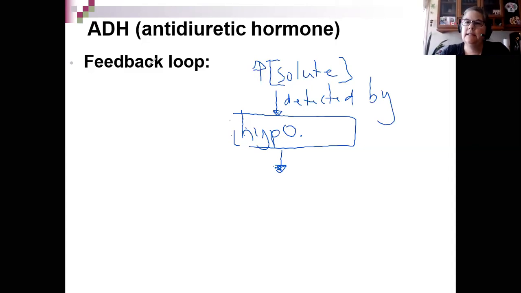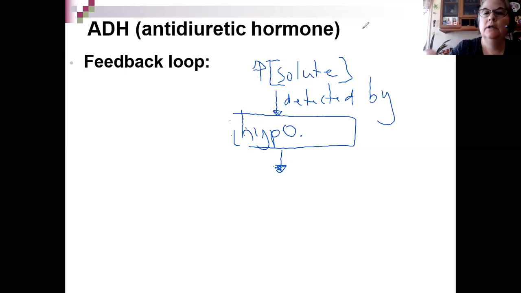Where does the hypothalamus send its message? What's that next part of that chain? What do you think? What structure does the hypothalamus send its message to? Yeah, the next gland is the pituitary gland. Exactly right. Okay, good. So the hypothalamus is going to send its message on to the pituitary.